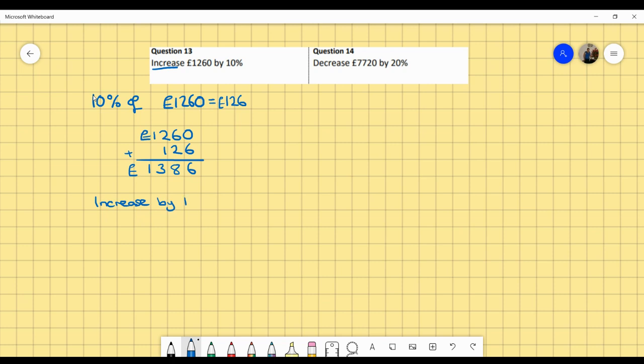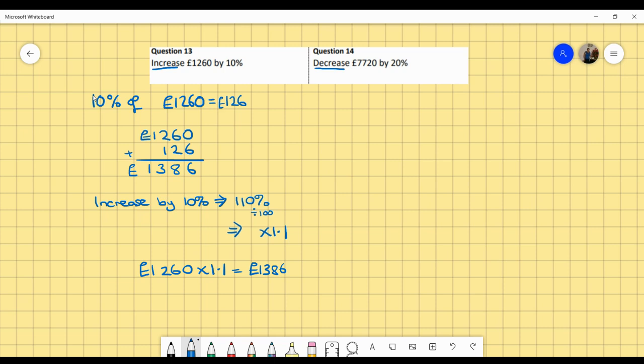Ideally, if you're using a multiplier to increase by 10%, so we want 10% on top of the original 100%. So that means I actually want a percentage of 110%. We divide that by 100 to get our multiplier. So that tells me we multiply by 1.1. So the other way of doing it is to do 1,260 multiplied by 1.1, which gives me then again £1,386.